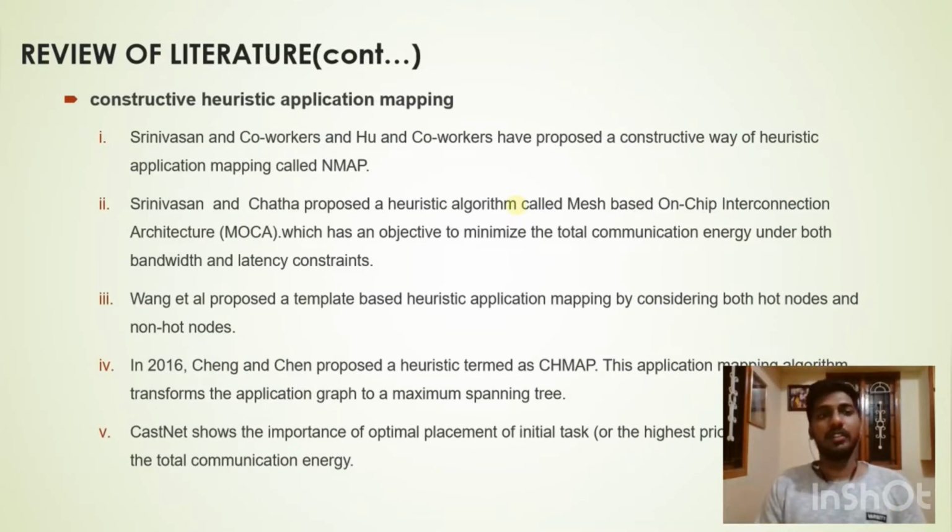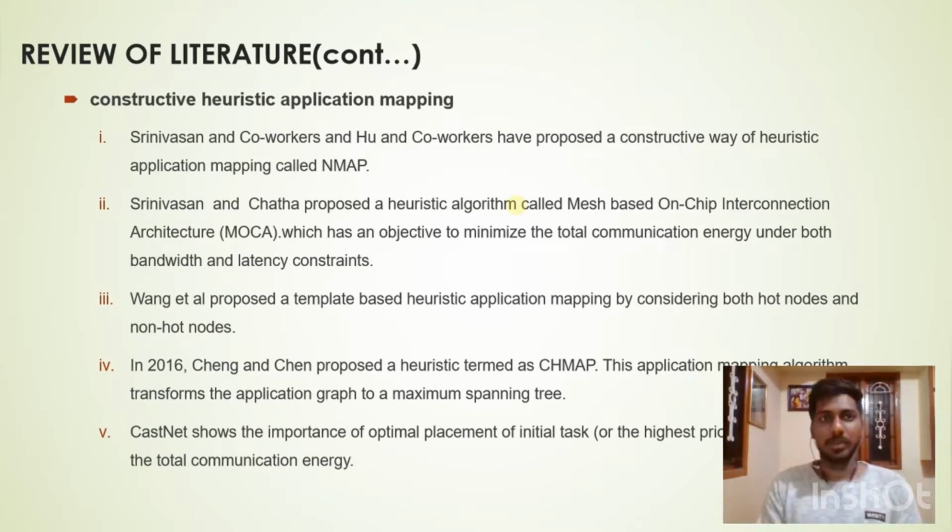Next, I have divided the constructive heuristic application mapping. In constructive heuristic application mapping, many authors have constructed a new variety of their own work in application mapping. NMAP, MOCA. MOCA means mesh-based on-chip interconnection architecture. Then template-based heuristic application mapping, C-CMAP, and CastNet, which is a highly prioritized tag. It will be placed on a priority basis.